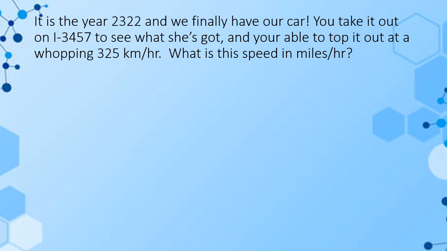All right, on this slide, we have a little bit different problem because this time we're being asked to determine a number that is in miles per hour. So it's not just a single unit, it's a combined unit. And we'll see how that works. The problem asks, it is the year 2322, and we finally have our sports car. You take it out on I-3457 to see what she's got, and you're able to top it out at a whopping 325 kilometers per hour. What is the speed in miles per hour?